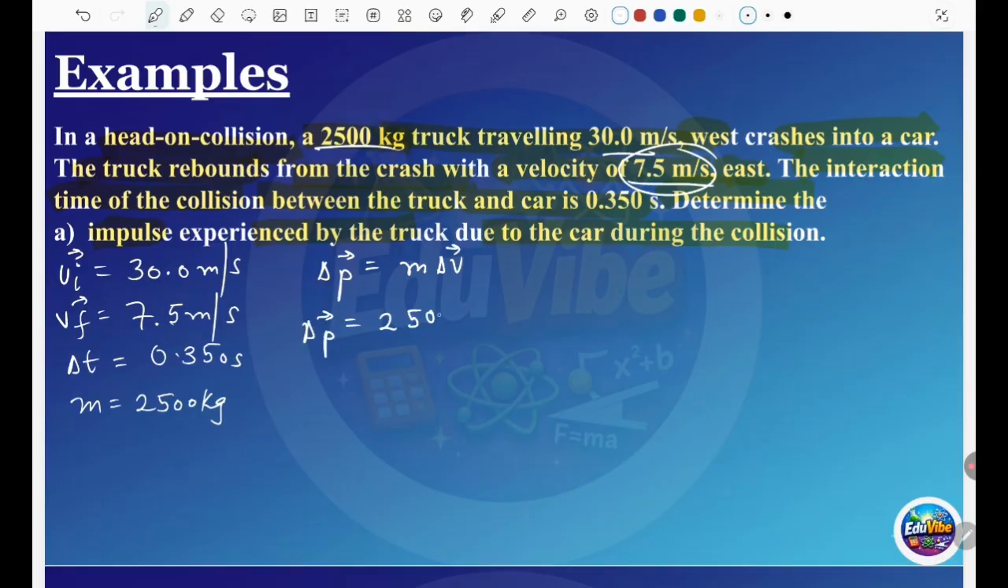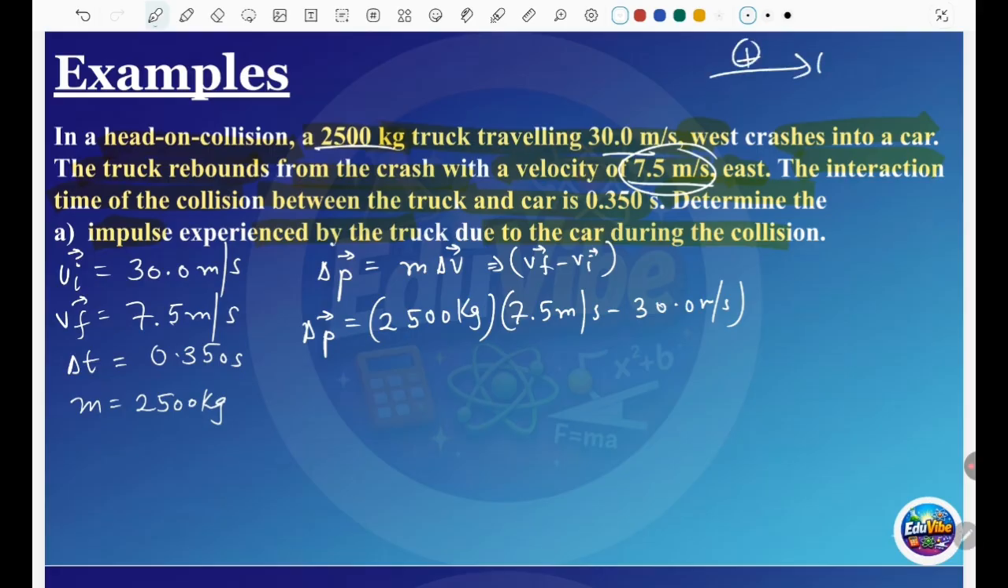So the mass is 2500 kg. You know that delta v is equal to vf minus vi, so I just write this. The final is 7.5 meters per second, minus 30.0 meters per second. One thing: if we take east as positive, then we take west as negative. So this 30 should be negative because this is west, and this should be positive. You must take that into account because change of momentum is a vector quantity, so you have to deal with the directions too.